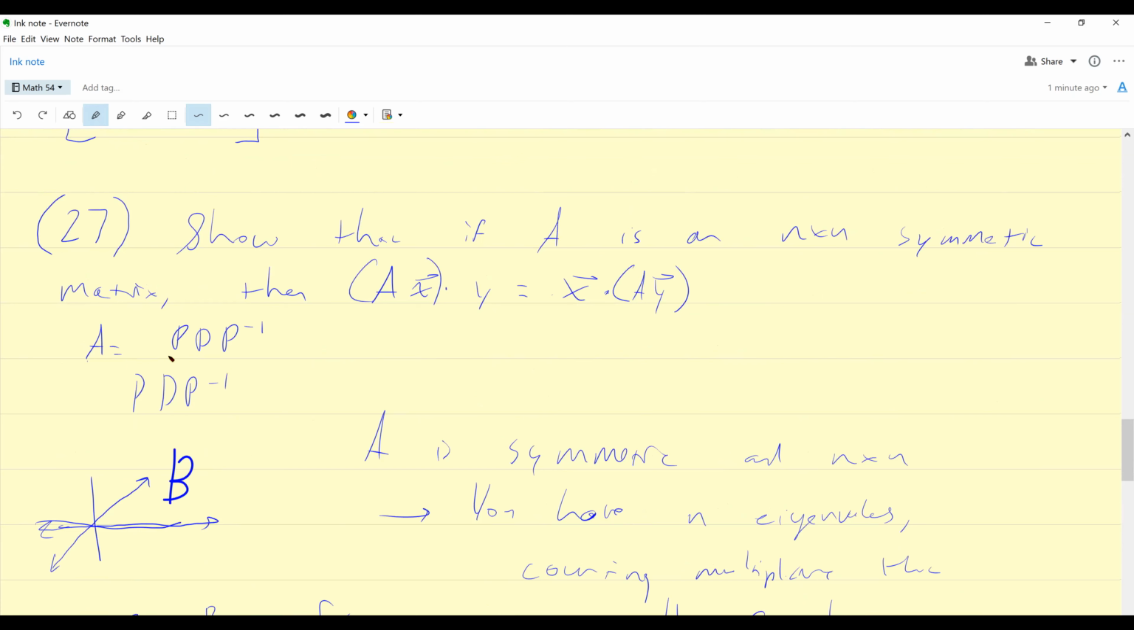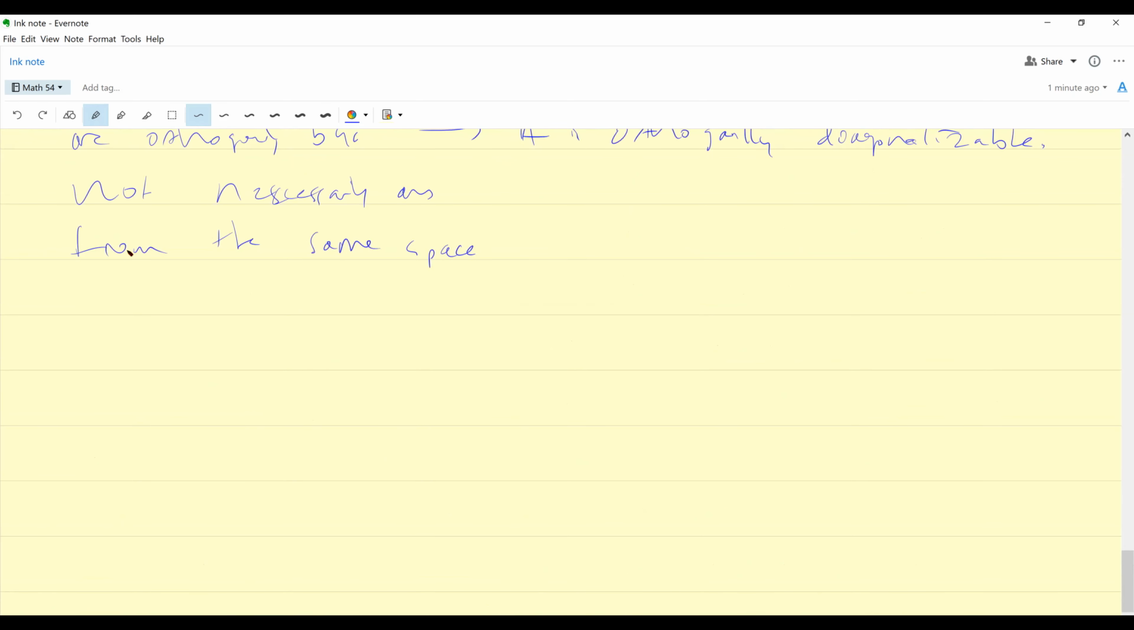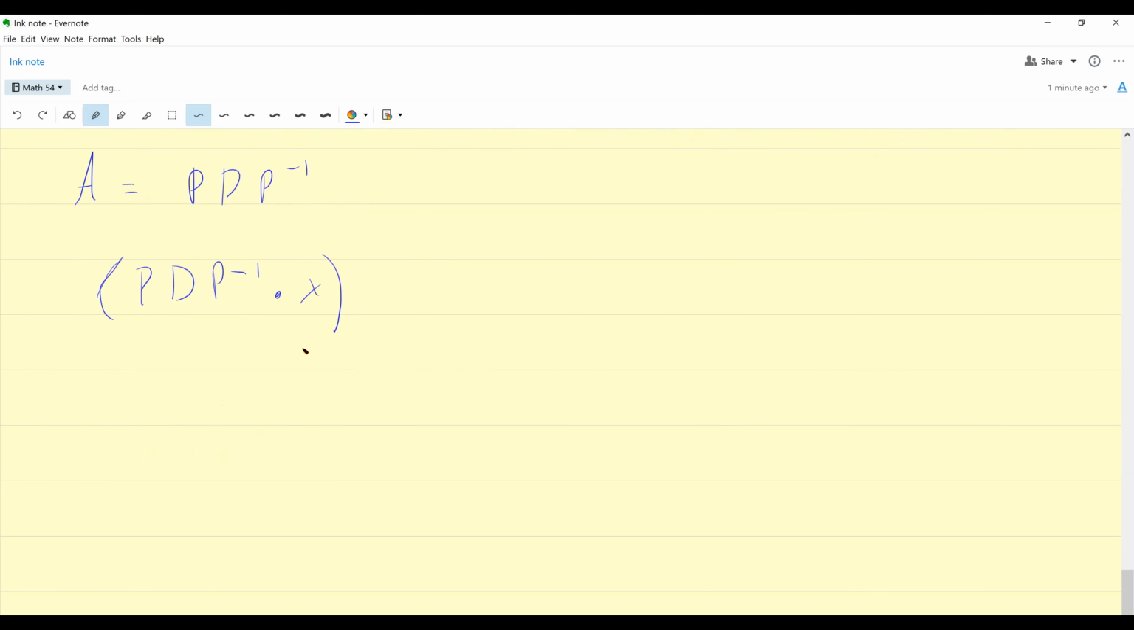All right, back to question 27. So we had A is equal to PDP inverse, and then we wrote PDP inverse dot x. And then what was the next step? And then the y would still be on the outside since it's being multiplied. Oh wait, yeah, you're right. I wrote this wrong. This isn't dot x. This guy is multiplying x, and then we have dot y on the outside.